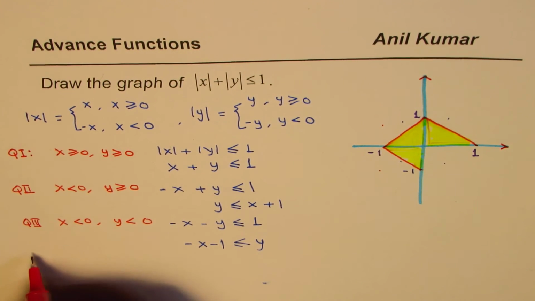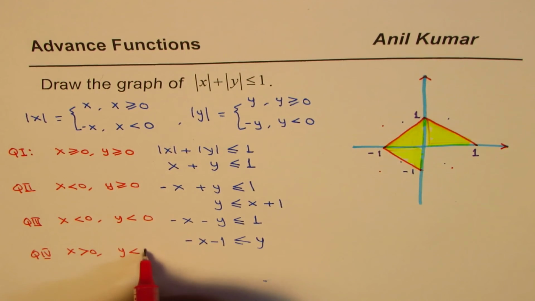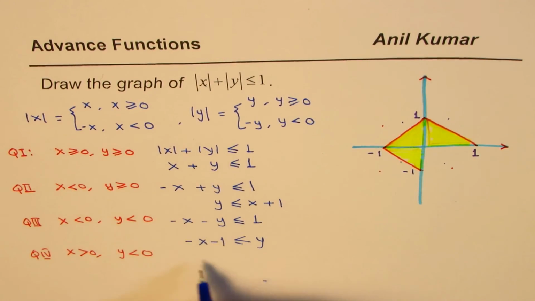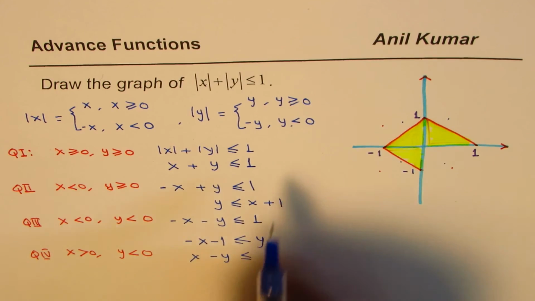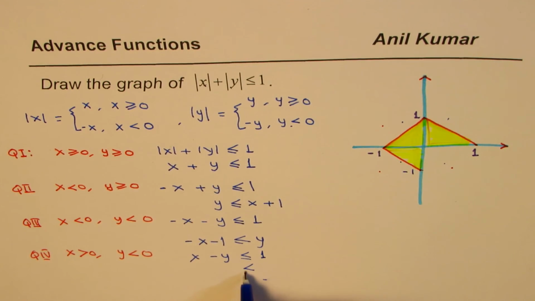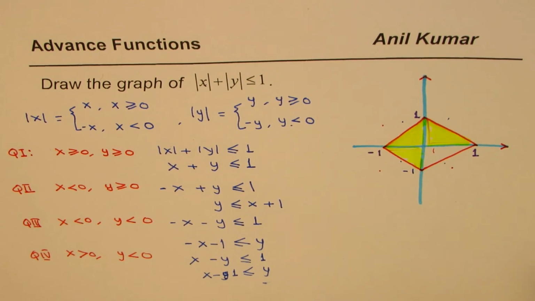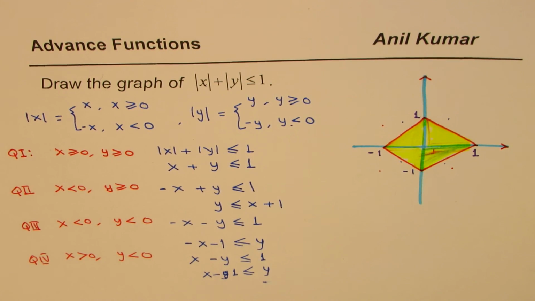Now in quadrant 4, what is the scenario? In quadrant 4, x is greater than 0 but y is less than 0, right? So x greater than 0 means absolute x will be replaced by x, and y less than 0 means absolute y will be replaced by minus y. The inequality is less than or equal to 1. When you solve this, taking y to the right side, you get x minus 1 less than or equal to y. That is a y-intercept of minus 1, slope positive 1. So when you join this, you get this line. Greater than means above, right? So there it goes. That becomes the solution of the given inequality.